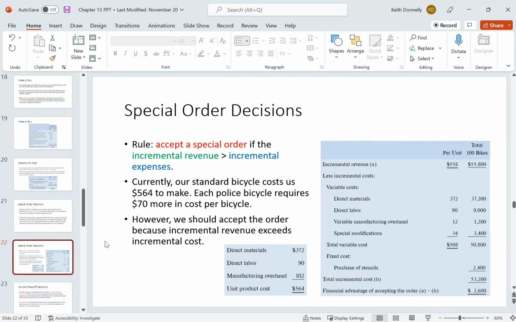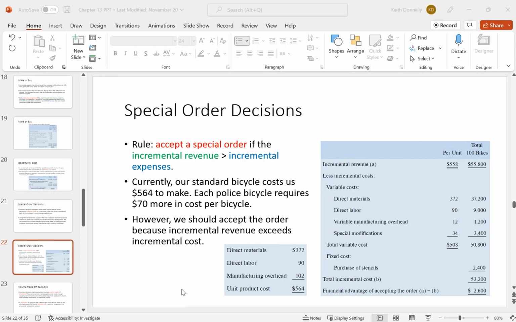So here's the rule, right? You should accept a special order if the incremental revenue from the order is greater than the incremental expenses. So currently, let's say our standard bicycle costs us $564 to make, right? The direct material, labor, manufacturing overhead. If we're going to do these police bicycles, it's going to cost us $70 more in costs for bicycles, right? So we're going to have to tag onto this an additional $70 in that case.